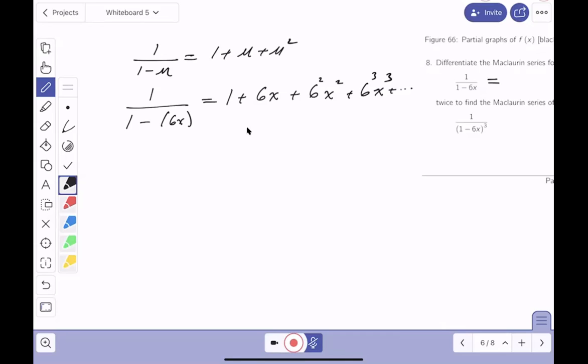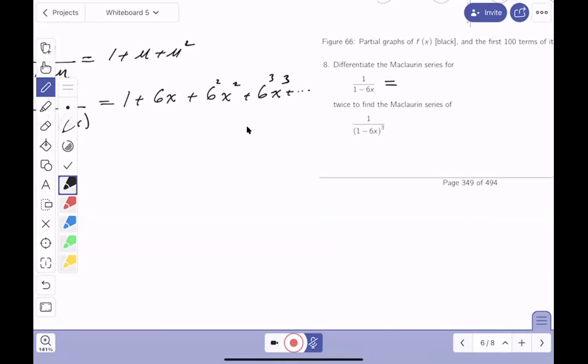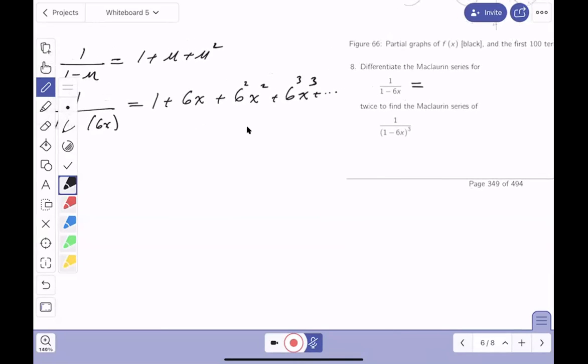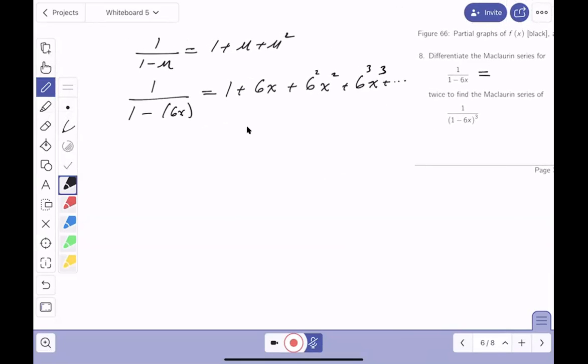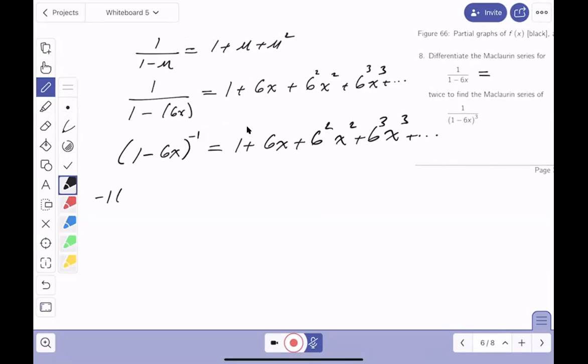All right. So what do they want me to do? It's tough. They want me to differentiate that twice. Oh, they're killing me. Let me put this down. I'm going to differentiate twice. So what am I differentiating? This is really 1 minus 6x to the minus 1 equals 1 plus 6x plus 6 squared x squared plus 6 cubed x cubed plus yada, yada, yada. Well, let's differentiate twice. I have no idea what's going to happen. Minus 1 times 1 minus 6x to the minus 2 times minus 6.